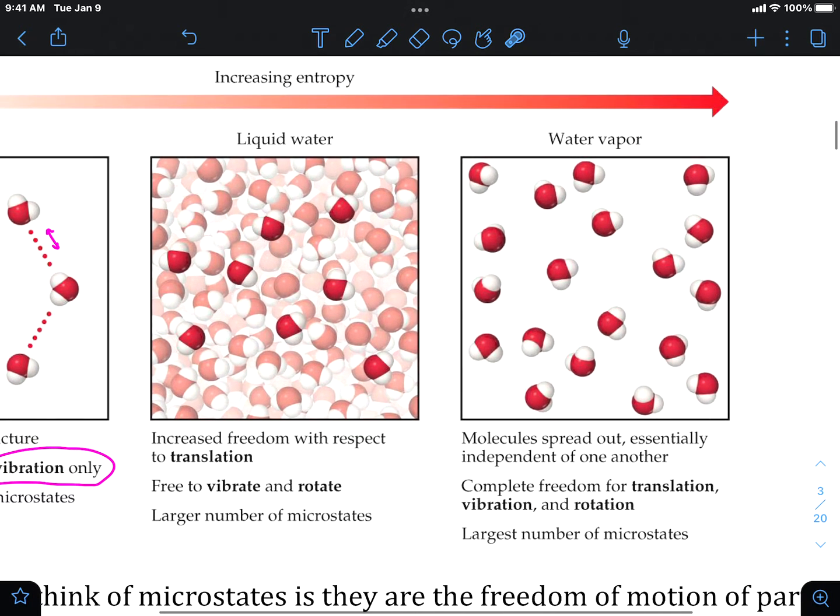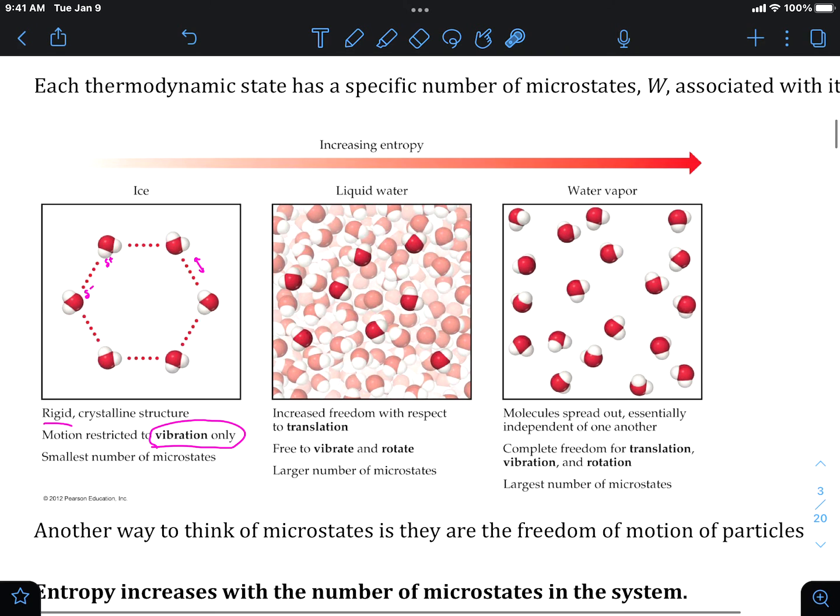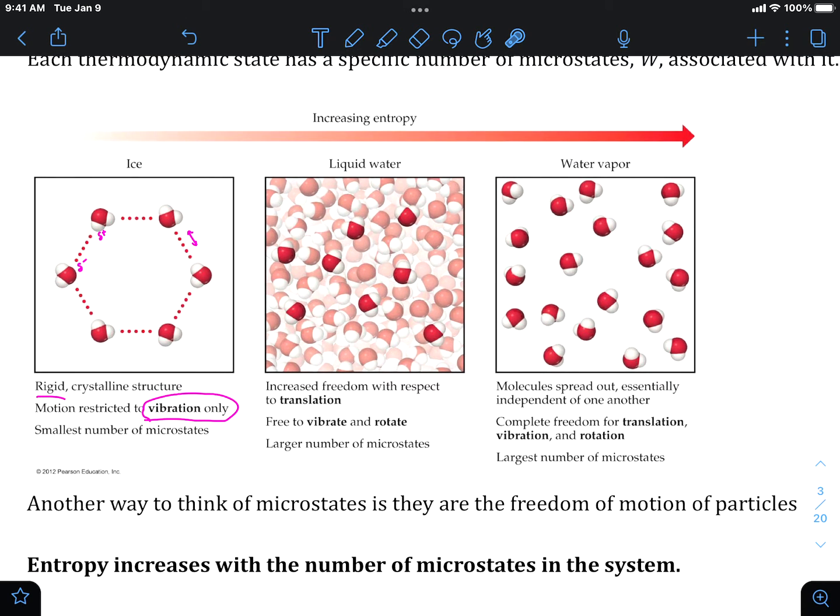And then in gas form, you've got complete freedom for translation, vibration, rotation. If this molecule wants to go straight across here, it's very unlikely it's going to hit another molecule, right? Because there's so much space in between molecules. So the translation microstate is complete. All right. So freedom of movement. Which has the greatest freedom of movement? Gases. Why? Because they have high degrees of vibration, translation, and rotation. Which is the most restricted movement? It's the solids. Why? The only type of microstate that they have is vibration, and liquid is in between.